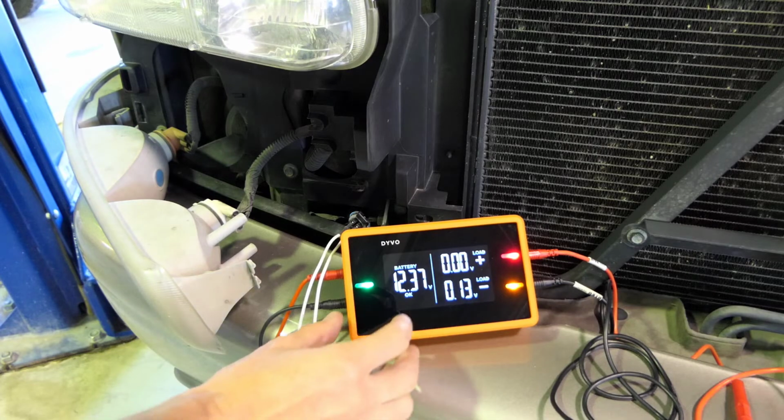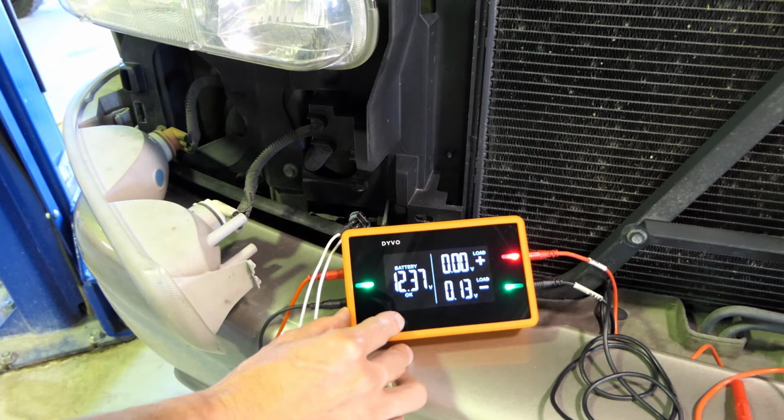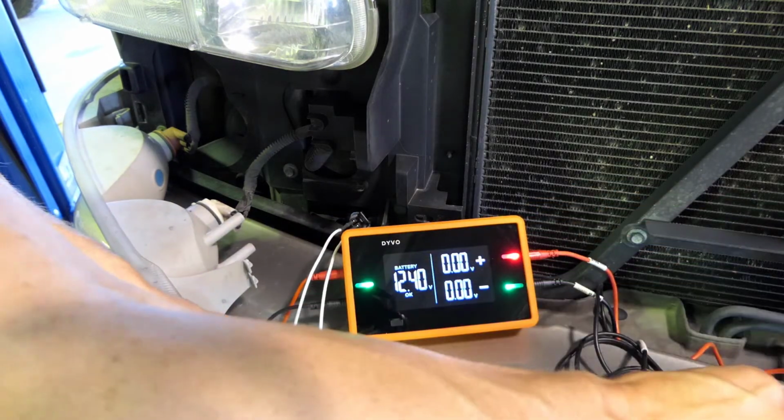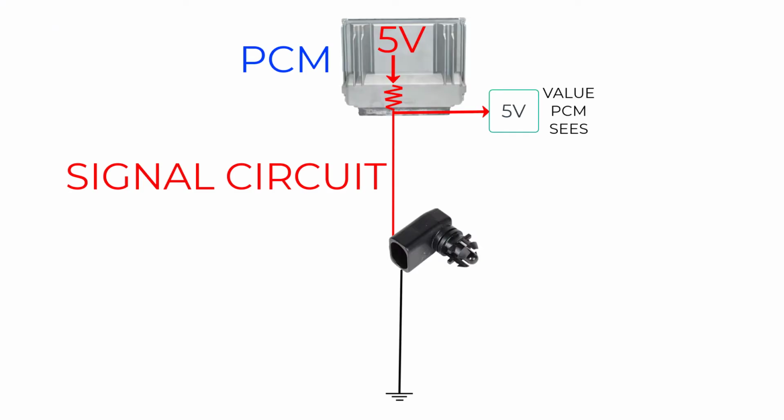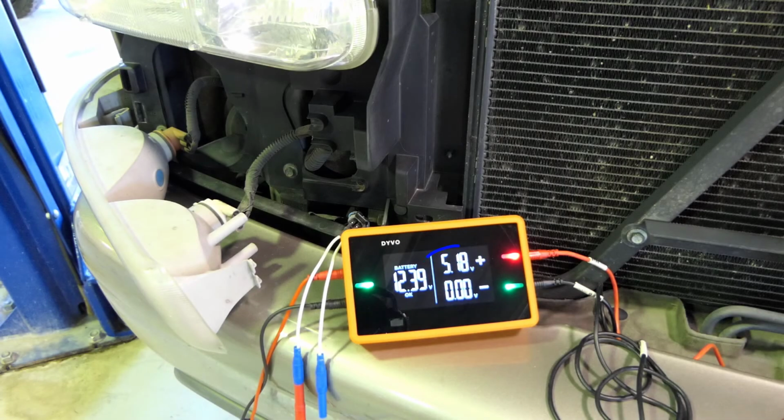Next, I'm going to go out of load mode again, and all I want to do is test the signal circuit. Now this is a 5 volt circuit, sends 5 volts from the control module to the sensor, and then the sensor pulls this circuit down depending upon the temperature and the resistance of the sensor. The fact that I see 5 volts here tells me that the control module is sending out that 5 volts. We can verify that that's good. Now, whether the integrity of that 5 volt circuit is good or not, that's still in question.